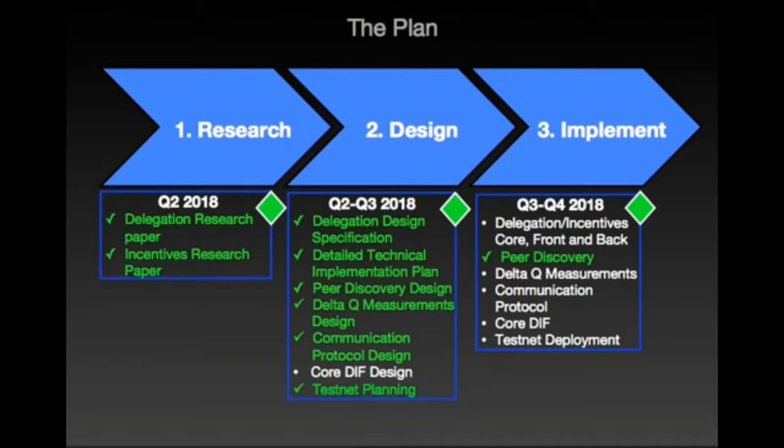The incentives research paper was submitted to WINE at the end of July, and the delegation paper was recently submitted to NDSS. There's an e-print version of the incentives paper on archive, and the paper is also available from our website. We're expecting to have a delegation research paper e-print too, so please watch out for this.